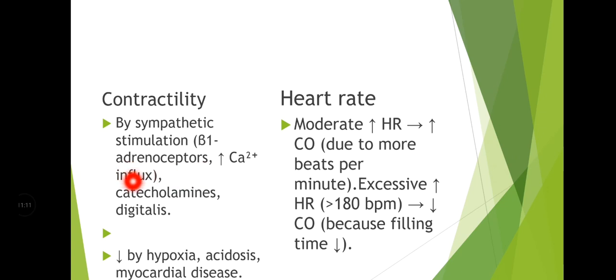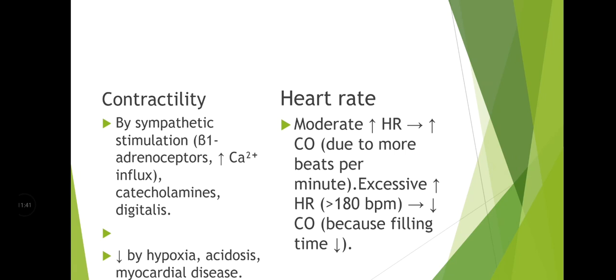Catecholamines, digitalis, these also work in a similar fashion to increase what? Contractility. Then this may be decreased in hypoxia, acidosis, as well as myocardial disease, because they tend to affect the cardiac myocytes, hence reduced contractility.